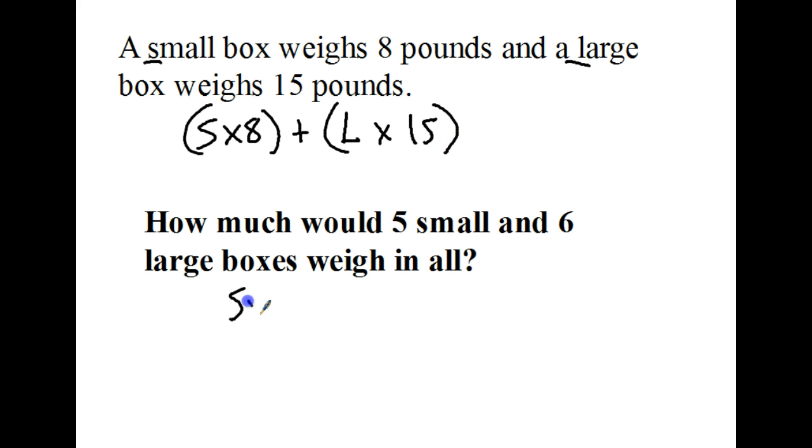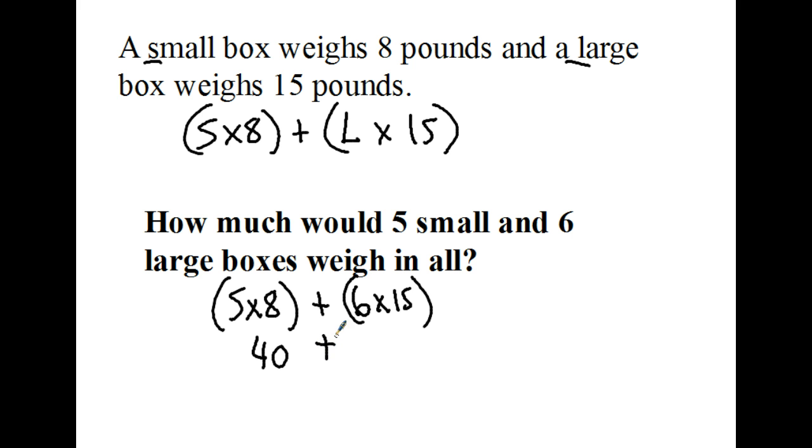I got 5 small ones, so that would be 5 times 8. Plus 6 large ones times 15. So 5 times 8 gets me to a 40. 6 times 15 is 60 plus 30 is 90. 90 plus 40, 130 pounds.